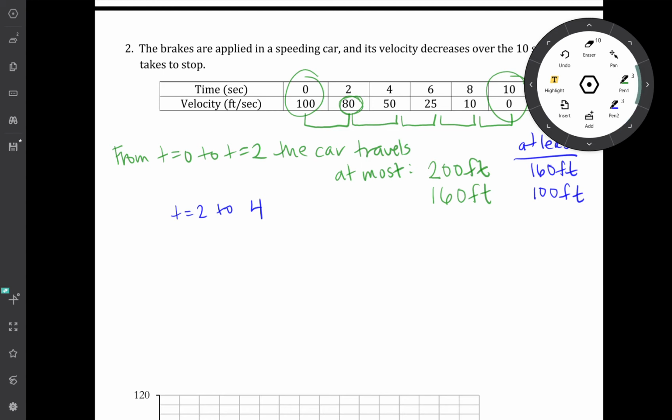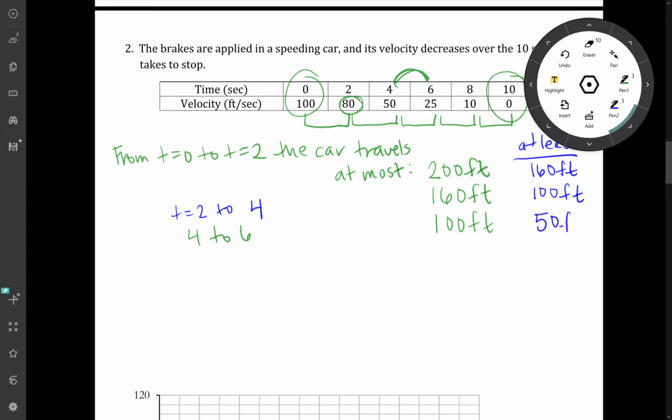For 4 to 6 seconds, our maximum speed is the 50 that we ended with last time, so that would be 100 feet. And this is again 4 to 6 seconds. The slowest we go during the 4 to 6 second time interval is 25 feet per second, which means we go at least 50 feet.